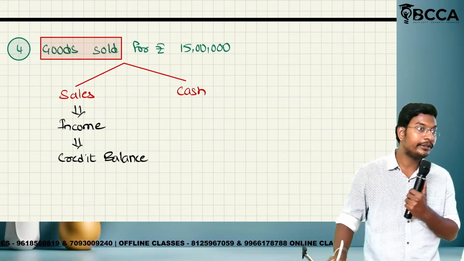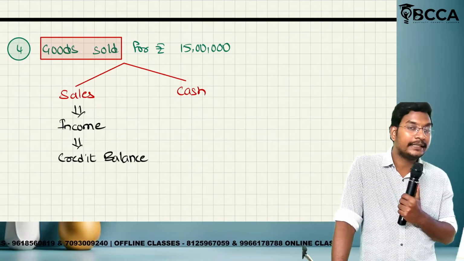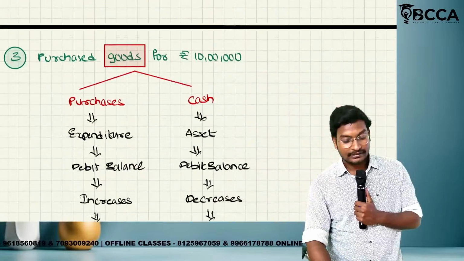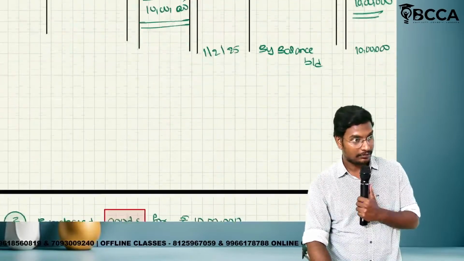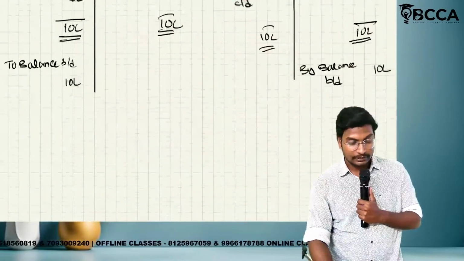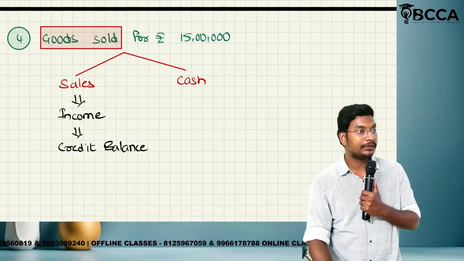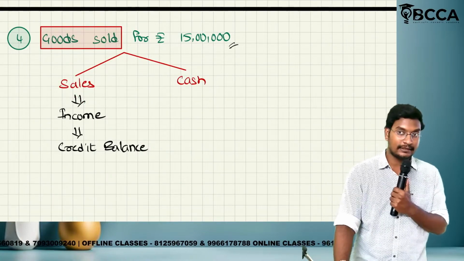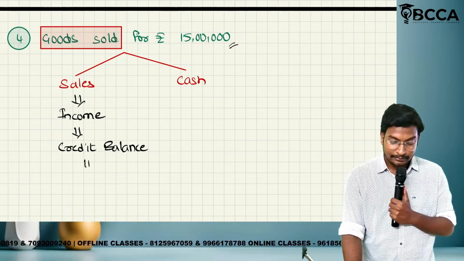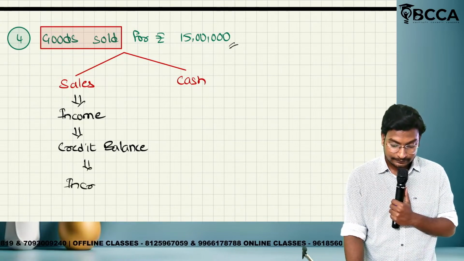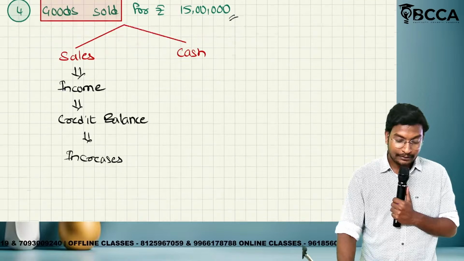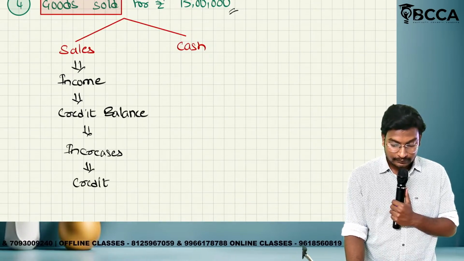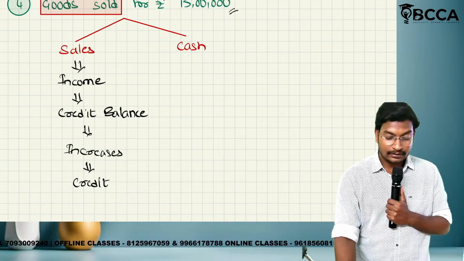Income means credit balance. Did we have any income previously regarding the sales? No. Now only we made the sales. So the income increases or decreases? Increases. If you observe the previous transaction, did we have any income? No. Now only we have got the income. So previously we had an income of 0 rupees. Now we have an income of how much? 15 lakhs. That means increasing or decreasing? Increasing. So the credit balance increases. What do we have to do? Credit. Next one. Cash means what? Asset.